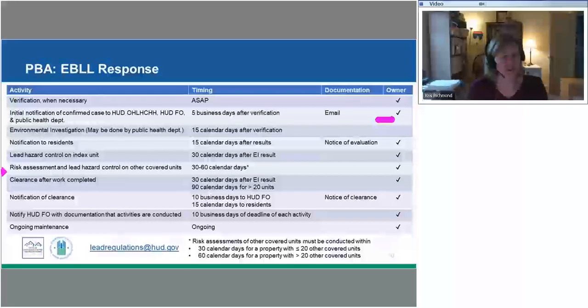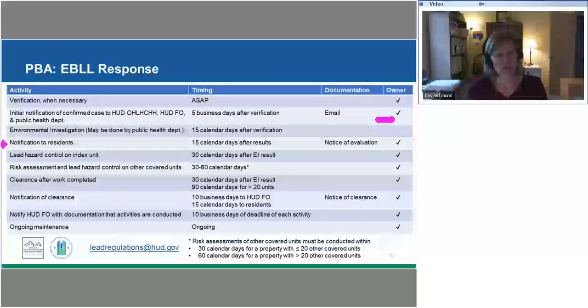If for some reason it's identified that the unit the child is living in is not the cause of them having an EBLL, maybe it's at the preschool, maybe it was at grandma's house, that ends the responsibilities. After that notification, there is no additional responsibility that's required through the Lead Safe Housing Rule. The owner might want to connect that family to the health department, but there is no ongoing requirement.